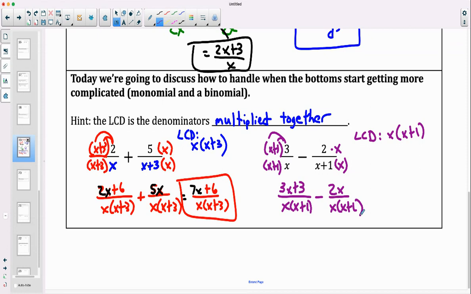Okay, now the denominators match, so then I can add across the top. My like terms are 3x and negative 2x, and those are going to give me just a 1x, and then the rest of it just gets copied down. I have a positive 3 that didn't combine with anything, and I have an x and an x plus 1 on the bottom. All right, so that's really how it's going to work. I have one more like that, and then I have one more like yesterday, just mixed in.